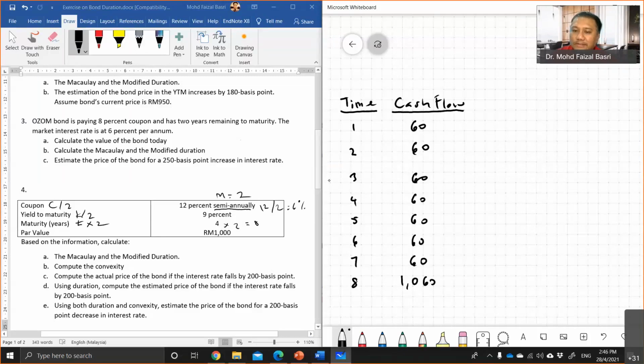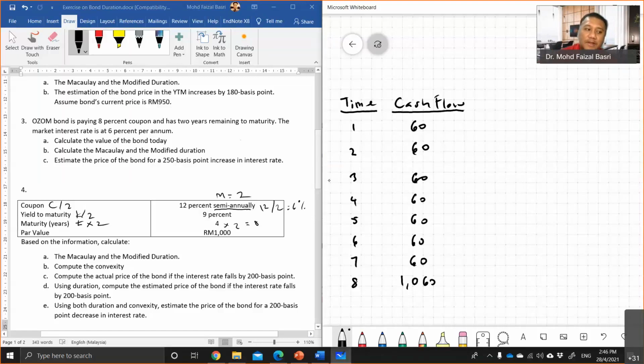The 1,000 is the par value, the principal, and 60 ringgit is the coupon. This is the cash flow. From 1 until 7, it will be the same, fixed. But for period number 8, the investor will get back his initial investment of 1,000 ringgit per certificate.